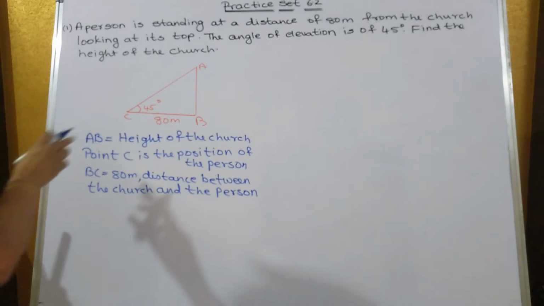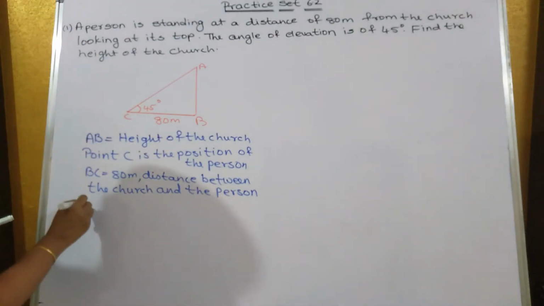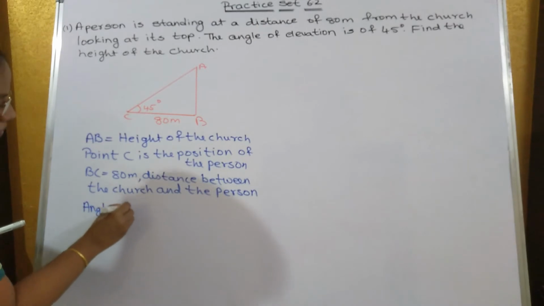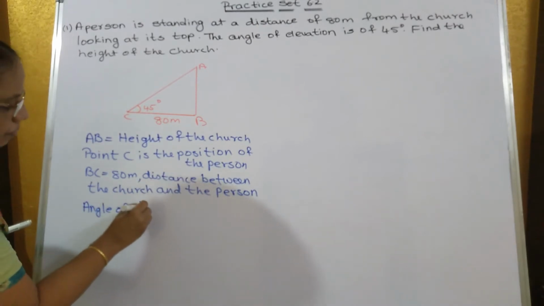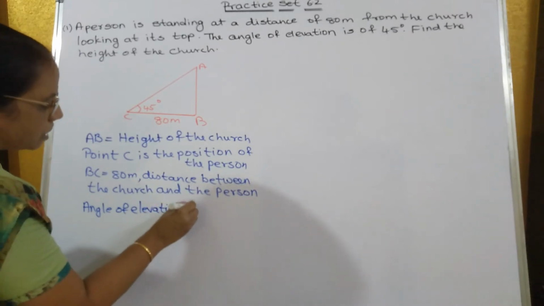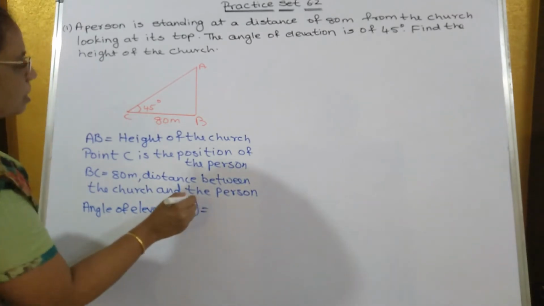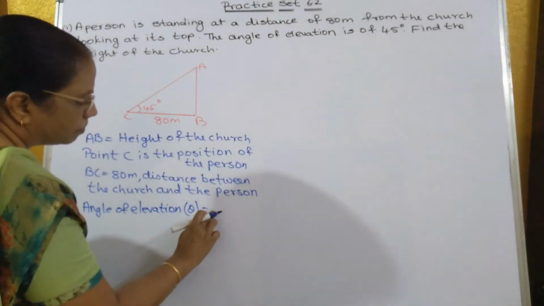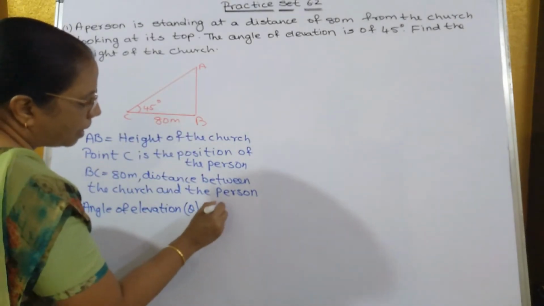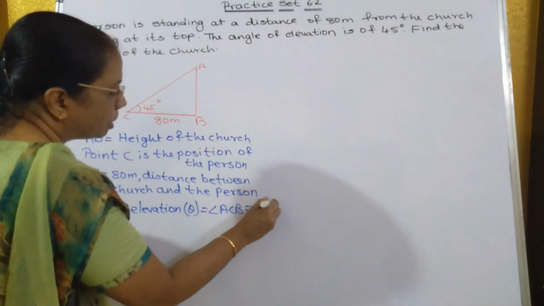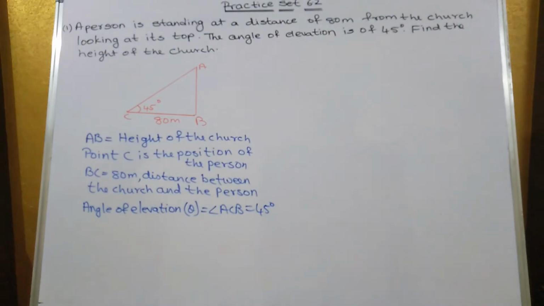And the angle of elevation, that is theta, is equal to angle ACB, which is equal to 45 degrees. Now we have to find out the height of the church, that is AB.